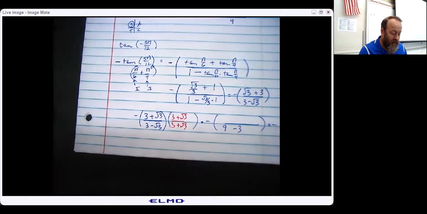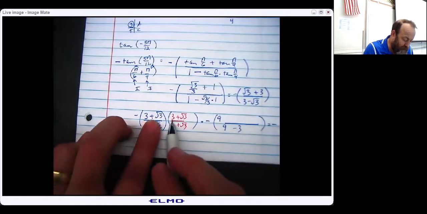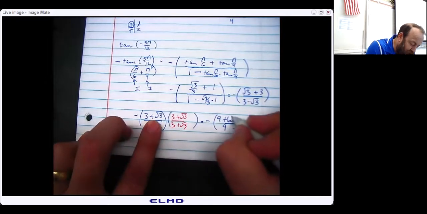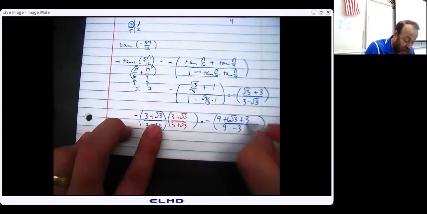Now, as far as the numerator goes, if I distribute that out, I get a 9. I get 3 roots of 3 plus another 3 roots of 3 is 6. And then √3 plus √3 is well, just 3, I guess.